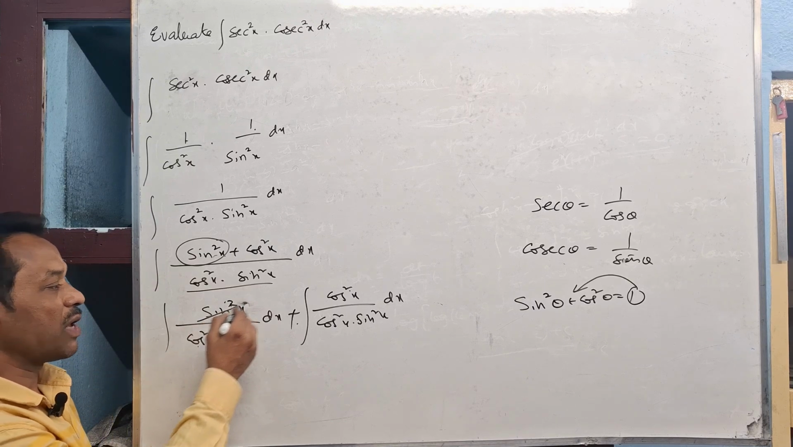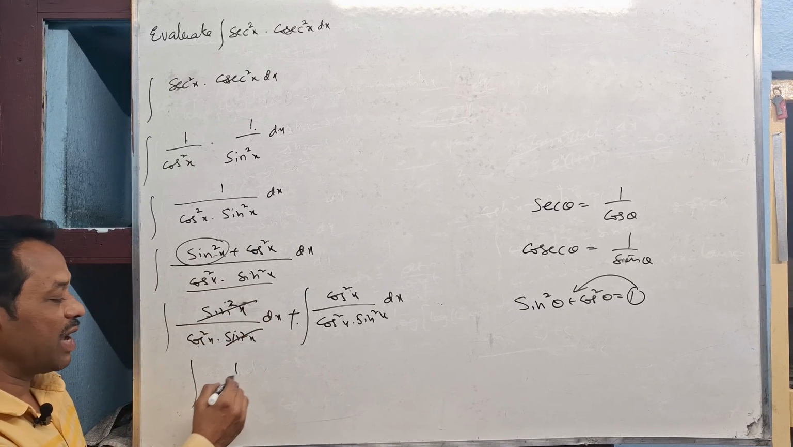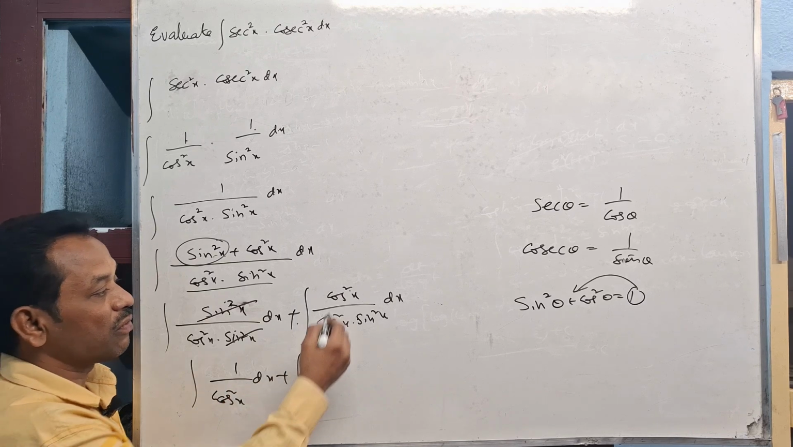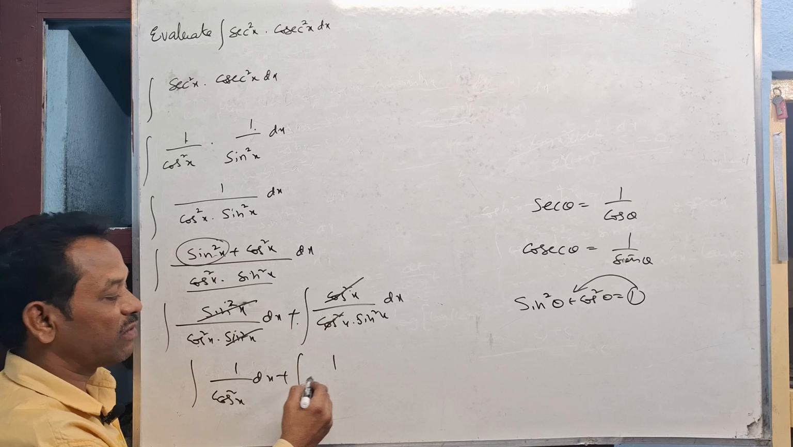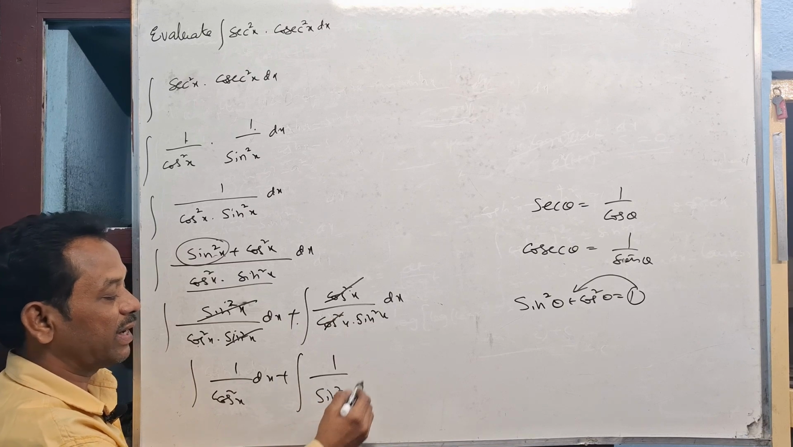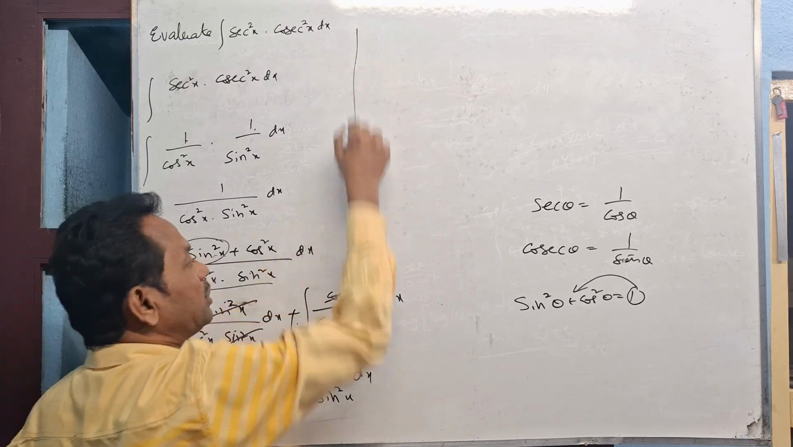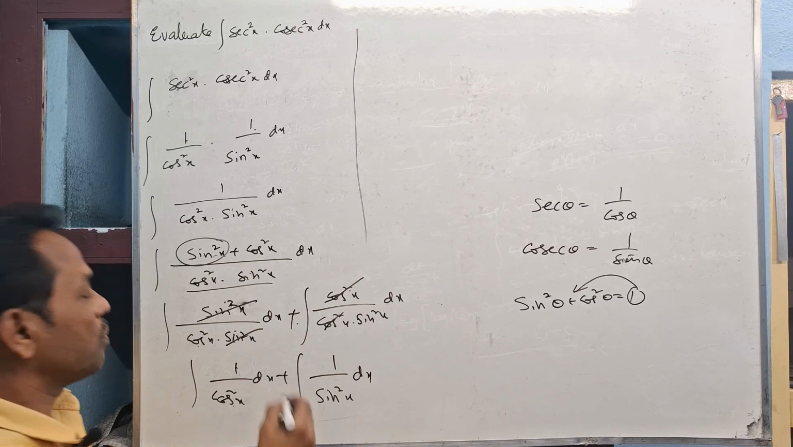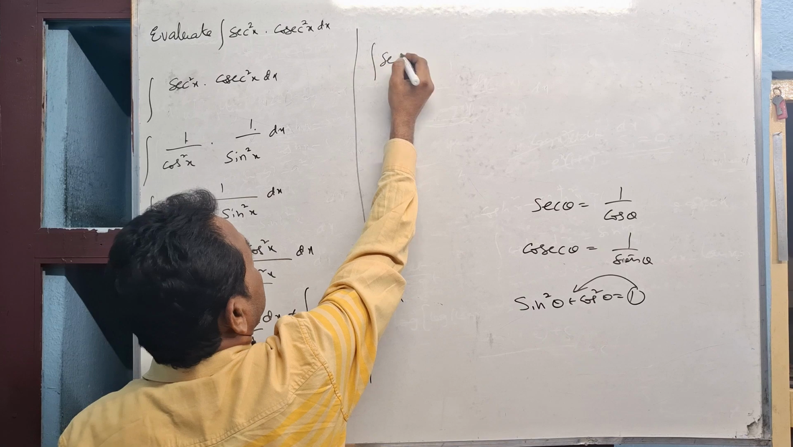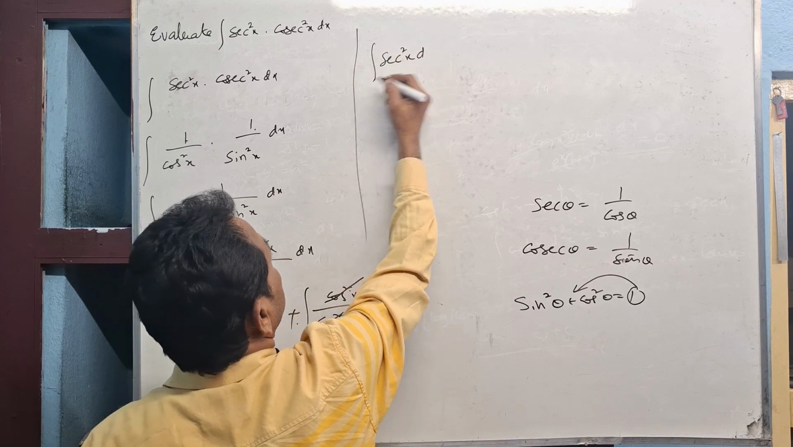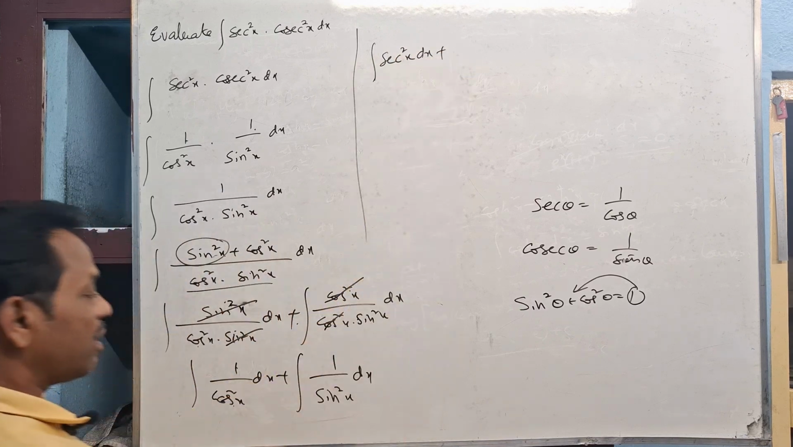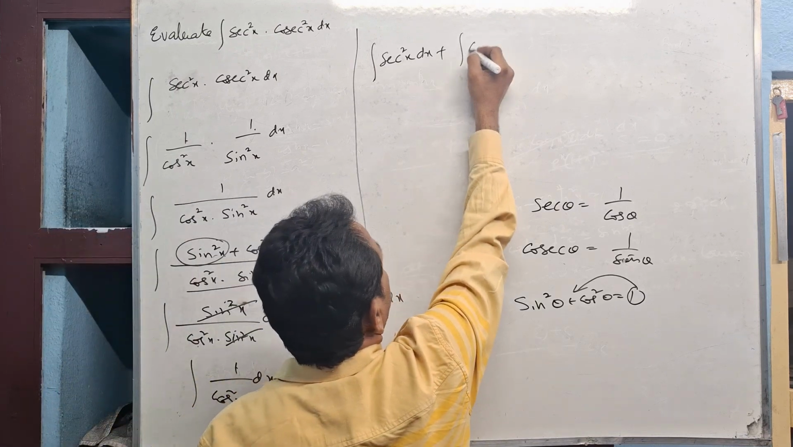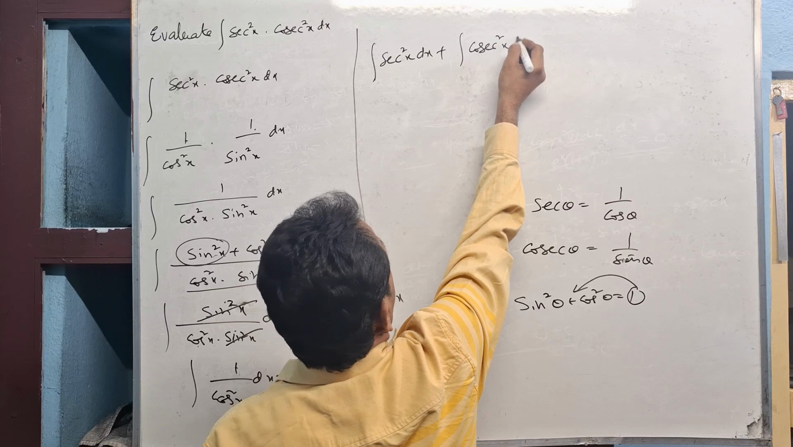Okay now, so sin square can cancel. So here we have 1 by cos square x dx plus, so we can cancel cos square, then we have 1 by sin square x dx. But so just now we discussed that reciprocal of cos is secant. So here we can write secant square x dx plus again reciprocal of sin is cosec. So integration of cosec square x dx.